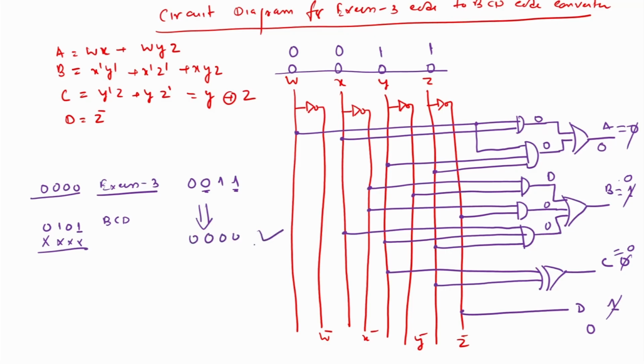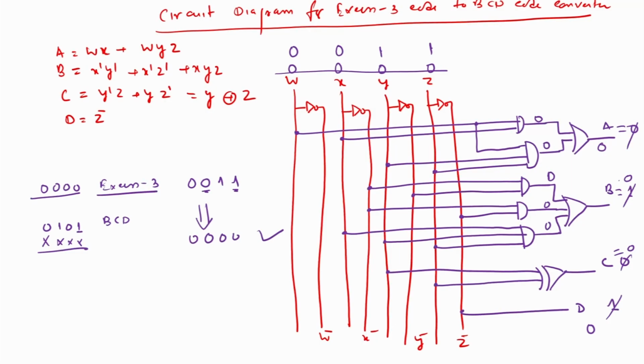This is correct. So this circuit behaves like a circuit diagram of an XS3 code to BCD code converter, and this is all about the BCD to XS3 code converter and the XS3 code to BCD converter. In the next class, we will discuss how we convert BCD code for a 7 segment LED display. We will discuss this in the next class.